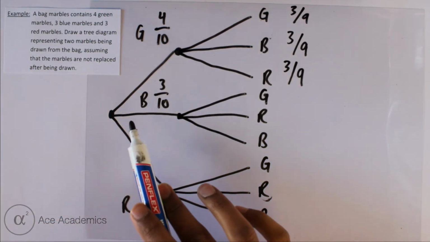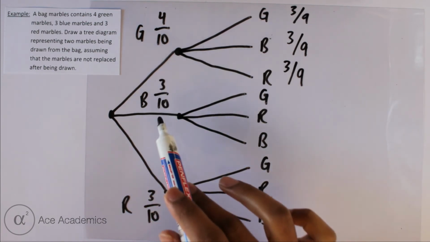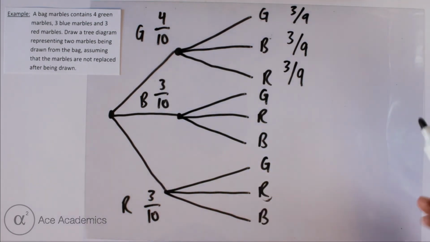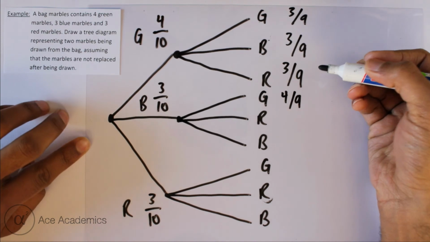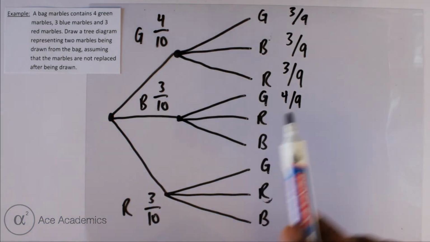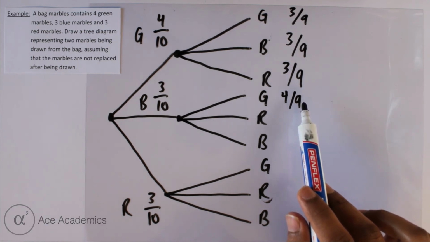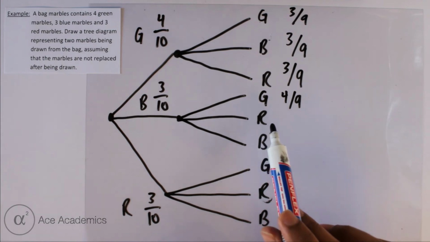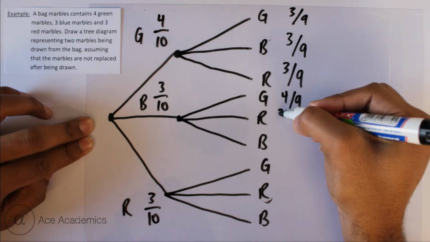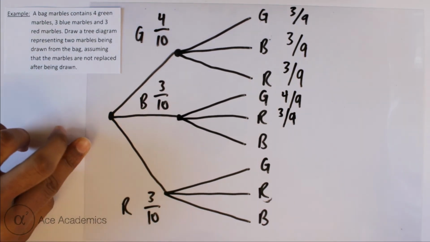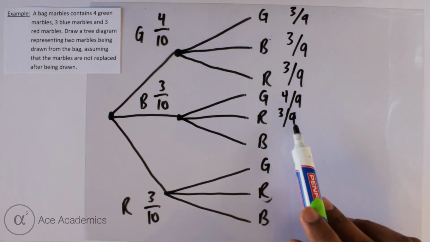Okay, so in the first event, if we drew a blue marble, the probability of that was 3 over 10. But to draw a green marble thereafter would be 4 over 9. Why? Because if we drew a blue in the first draw, there's still 4 green left. But now the total number of marbles is 9. To draw a blue and then a red, to draw the red in the second draw, after drawing a blue, would simply be 3 over 9. Because there's 3 reds in the bag and there's a total of 9 marbles.